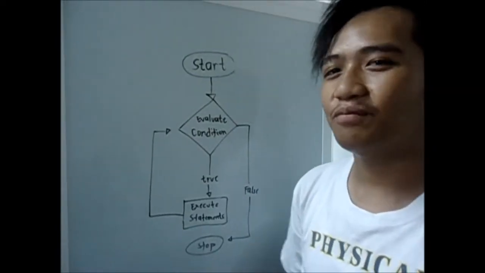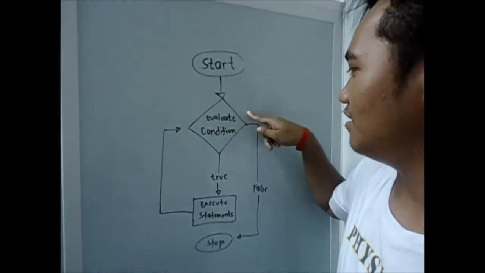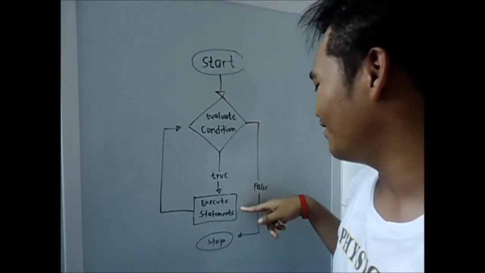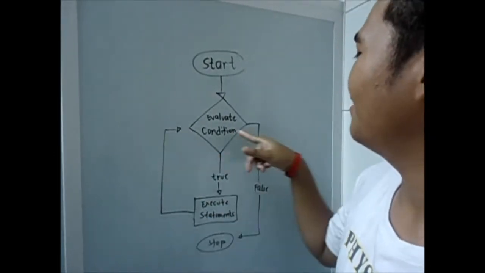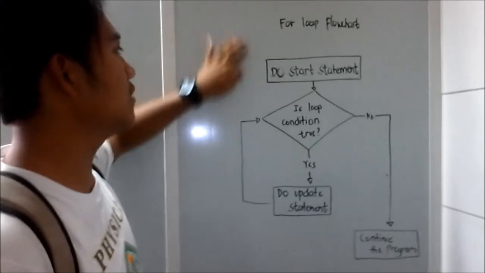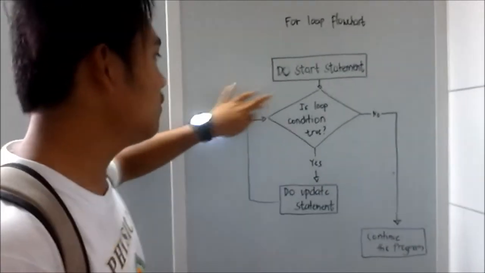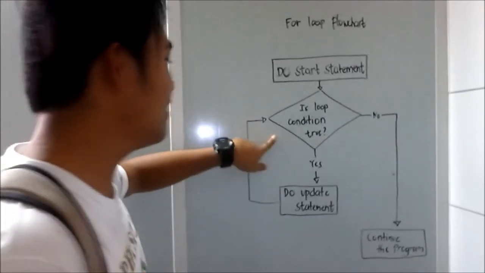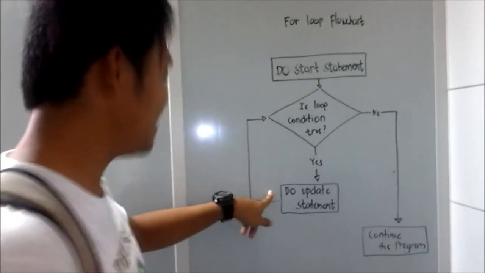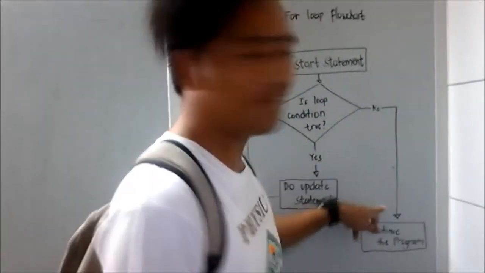The flowchart of the do while loop. First, start, then evaluate condition. If true, execute statements and go back to evaluate condition. If false, stop. The for loop flowchart. First, do the start statement. Is the loop condition true? Proceed to update statements, then back to condition. If no, continue the program.